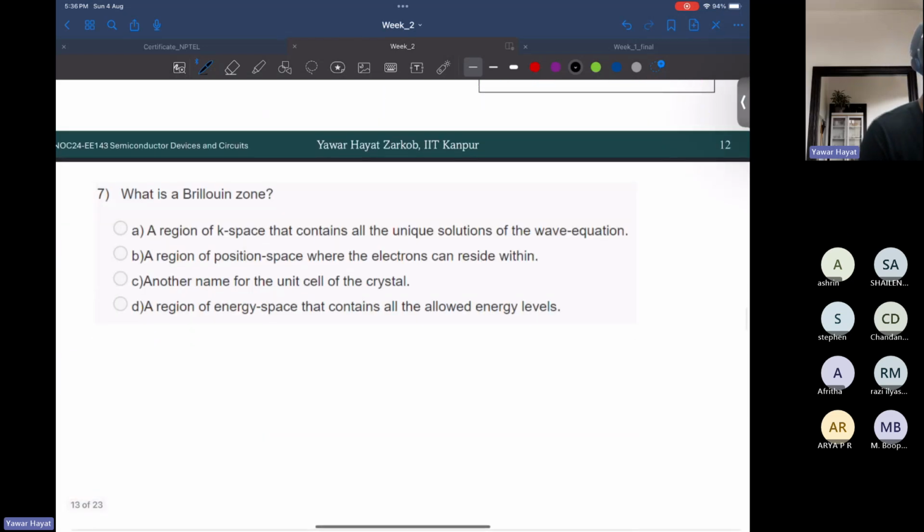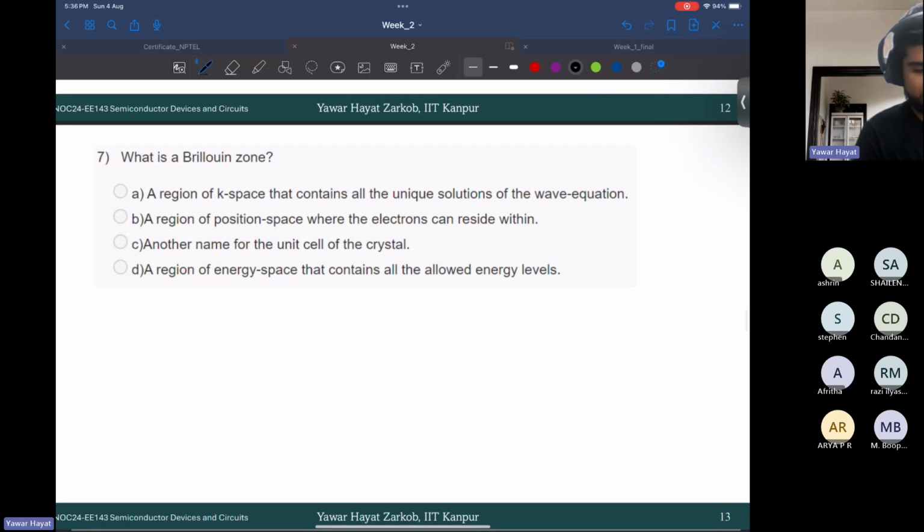I'll move forward. The next one is pretty straightforward. The question is, what among the following is a Brillouin zone by definition? Should it be A, B, C, or D?